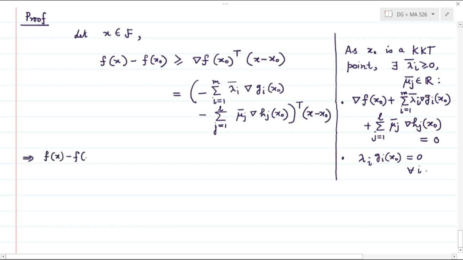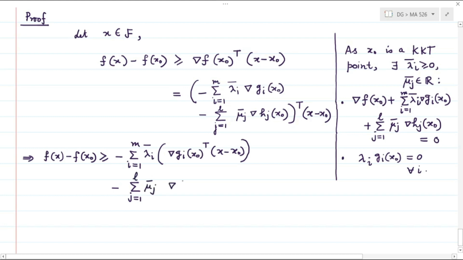f(x) minus f(x naught) is greater than or equal to, we know that it is the sum over i equals 1 to m of lambda i bar times grad g_i(x bar) transpose (x minus x naught), okay, and you have minus the sum over j equals 1 to L of mu j bar times grad of h_j(x naught) transpose x minus grad of h_j(x naught) transpose x naught.